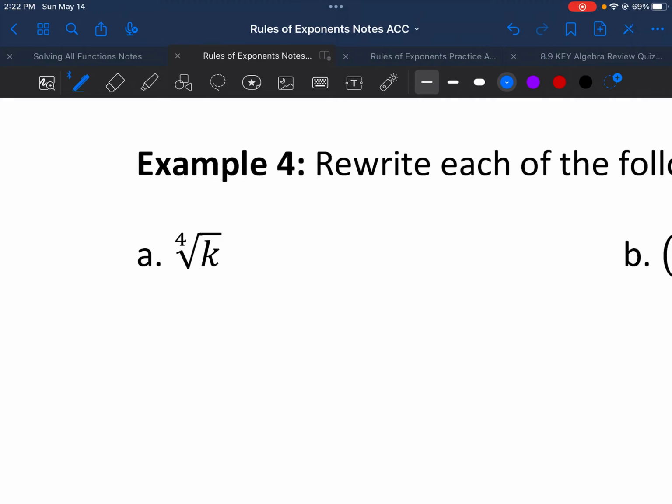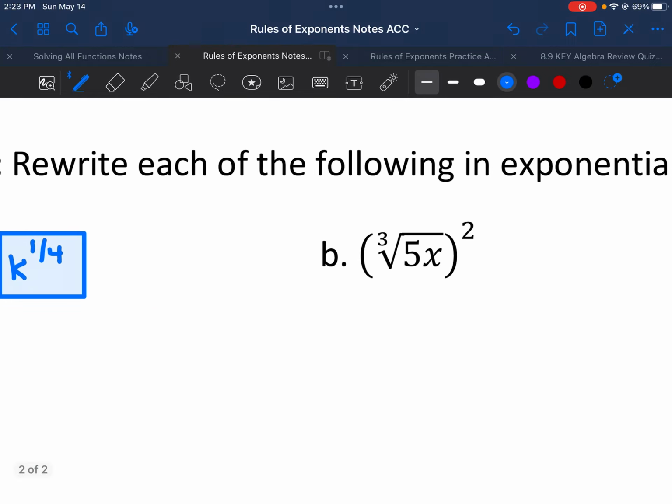So part A, the 4th root of k. Because the 4 is the root, we know that 4 is going to be in the denominator. And k is just to the 1st power. So this is k to the 1/4 power. Nice and simple.